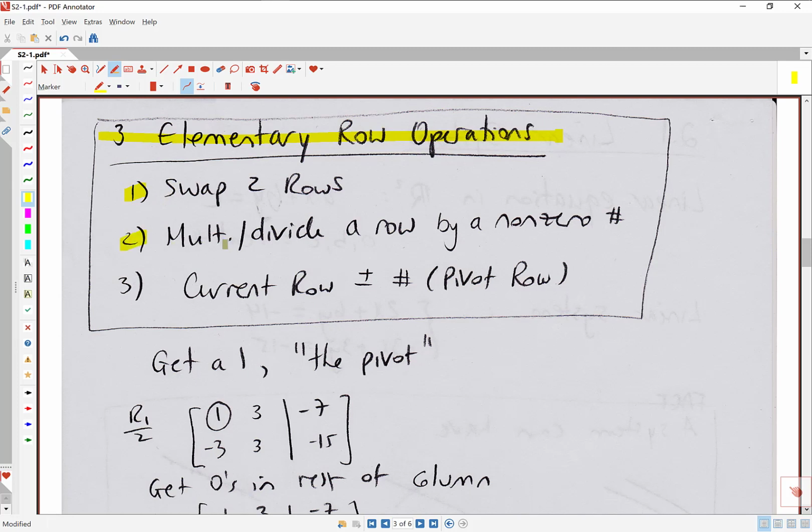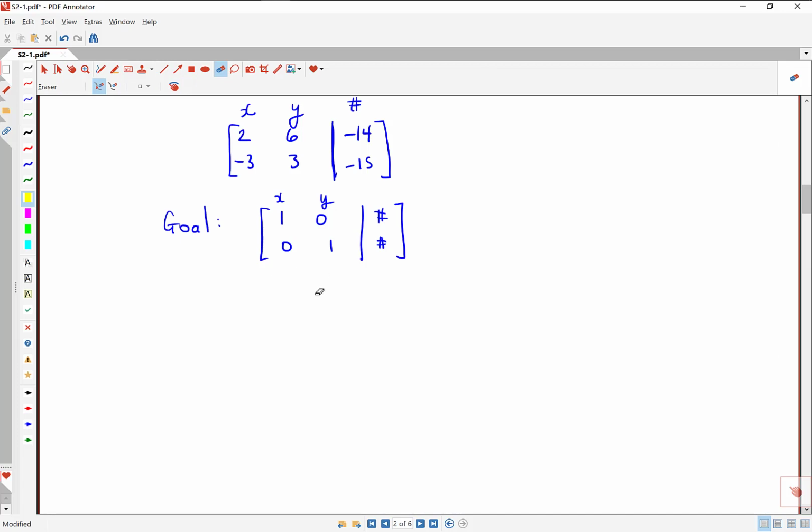We can multiply or divide any row by a non-zero number. And the third thing we can do is take the current row plus or minus a number times the pivot row. So this operation will probably become a bit more clear as we do an example. Let's bear in mind that what we're looking for is ones along the main diagonal and zeros everywhere else. And we'll talk about a specific process that's going to help us create this matrix.